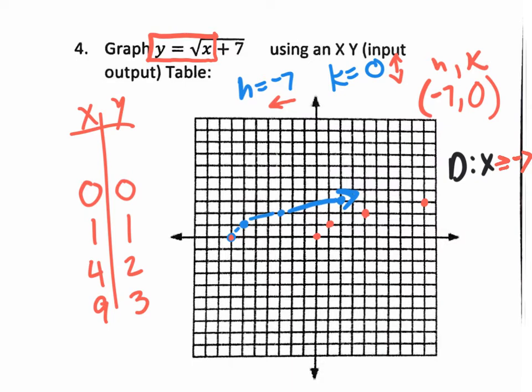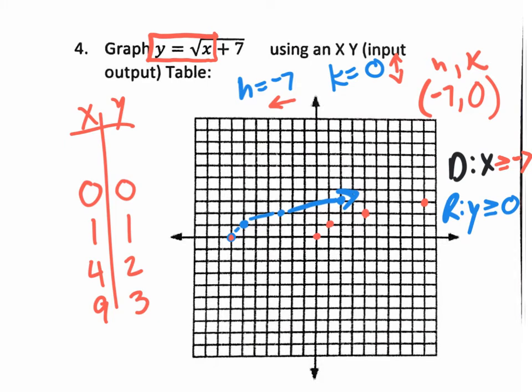Okay, how about the range? The range are your y values greater than or equal to that beginning y value of 0. That's right. Okay. So again, what do we do? We box in the function, ignoring h and k, make an xy table, come up with some coordinates, and then shift those coordinates according to h and k.